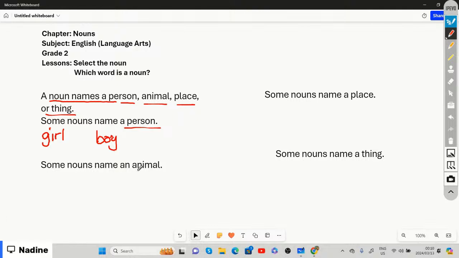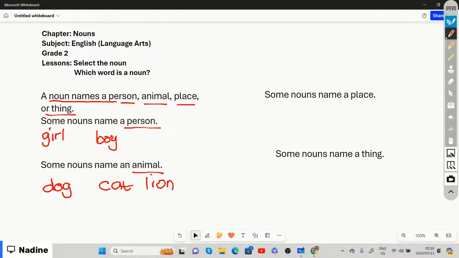So, a noun names a person, and an example is where we either say it can be a girl or it can be a boy, right? So, when we identify nouns, we can identify them as boys, we can identify them as girls, for example. Then, some of the nouns name an animal, right? And when we name an animal, we can either say it's a dog, we can say it's a cat, a lion, right? It can be any animal that is being named.